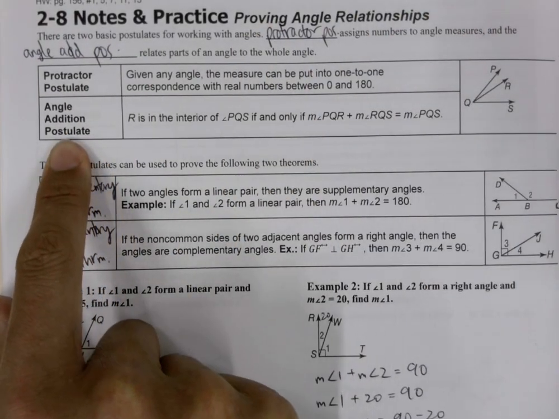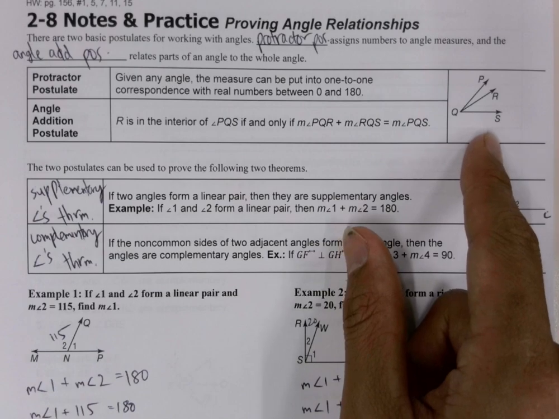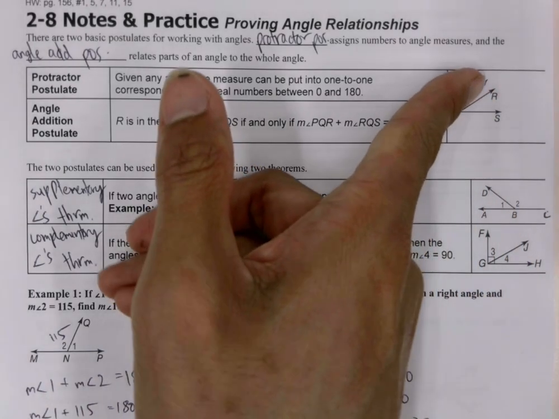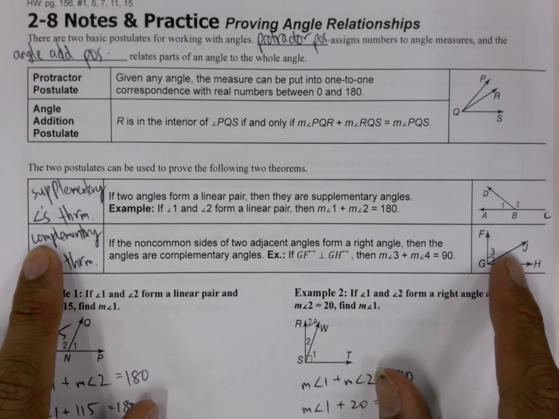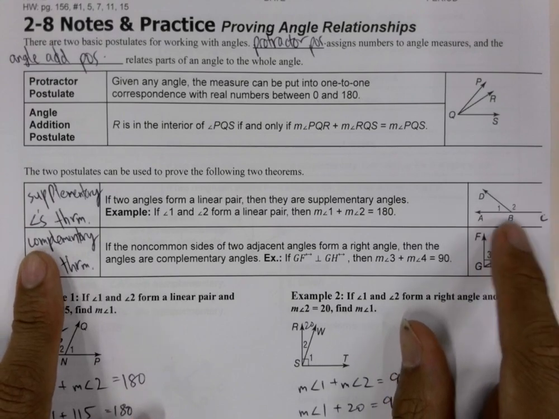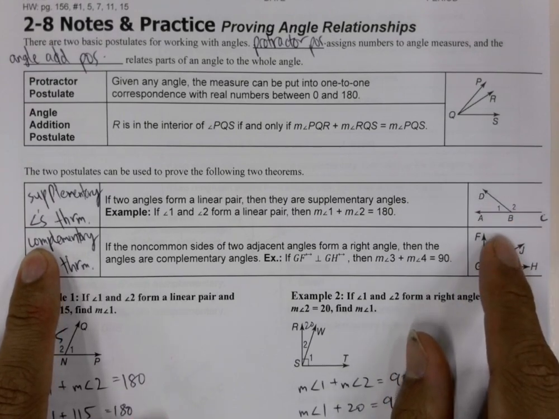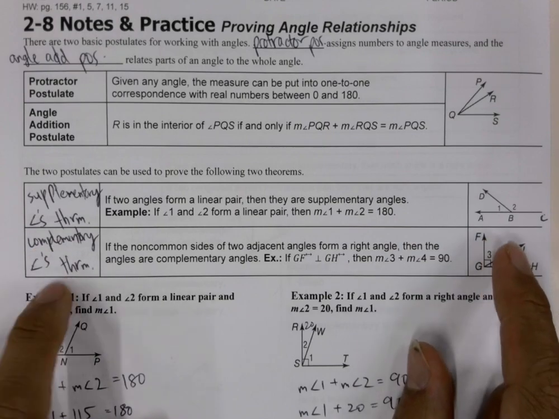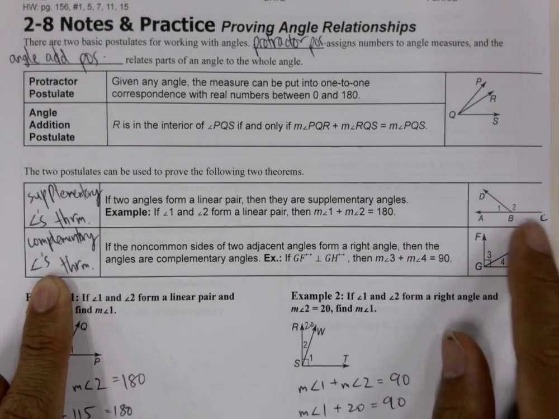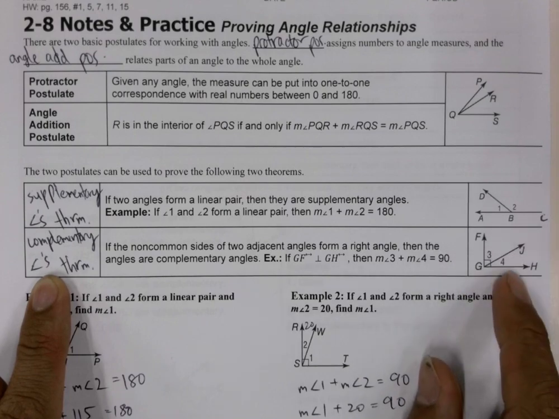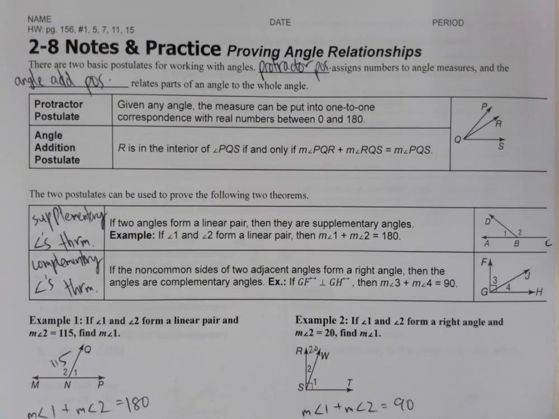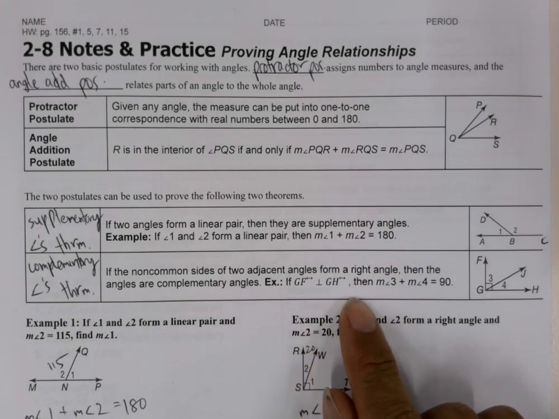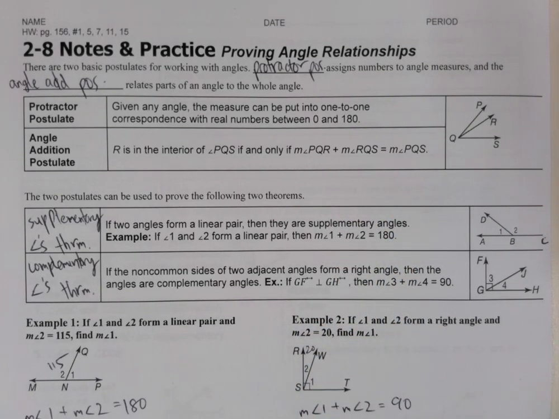So what are we introducing in this chapter? It's the angle addition postulate. If we have a figure that looks like this, we could say that the first angle plus the second angle is equal to the measure of the entire angle. We have the supplementary angles theorem, which says if we have a linear pair, that the measure of angle 1 plus the measure of angle 2 is equal to 180. And the complementary angles theorem says that if we have a figure that looks like this, then the measure of angle 3 plus the measure of angle 4 is equal to 90. And so we're going to be using these reasons in order to create our equations when constructing our proofs.